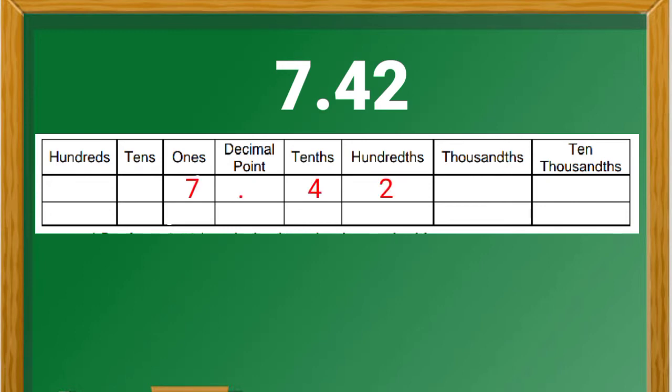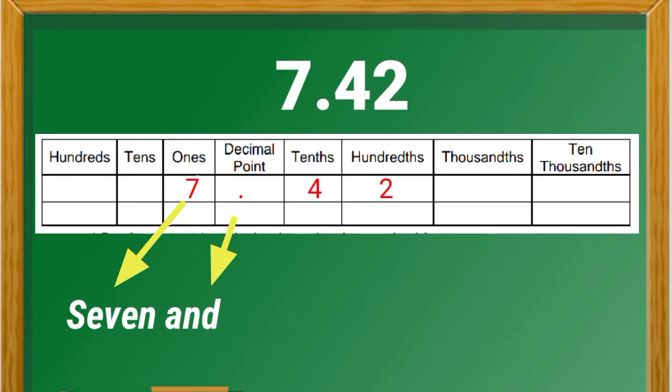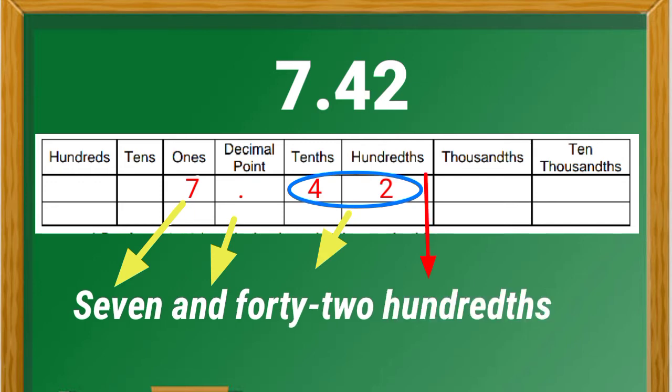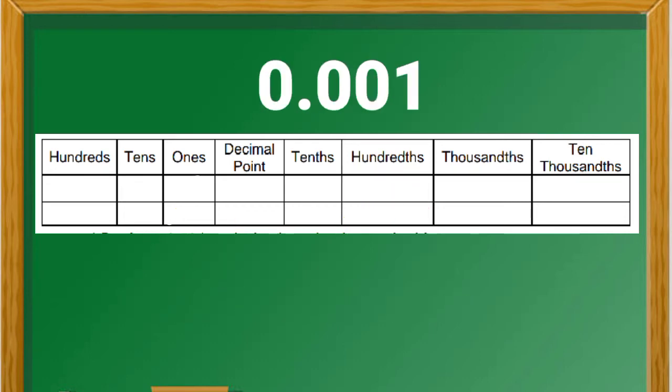How will you read this one? We have 7 in the whole number, that is 7, and read the decimal number as a whole number, that is 42. So 7 and 42 hundredths, because the last digit 2 here is under the place value which is hundredths.